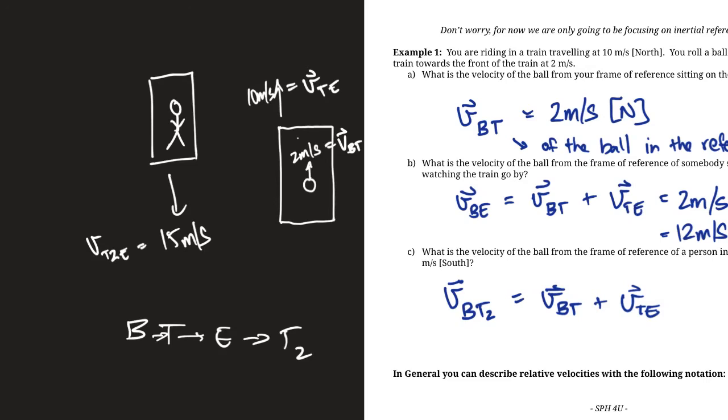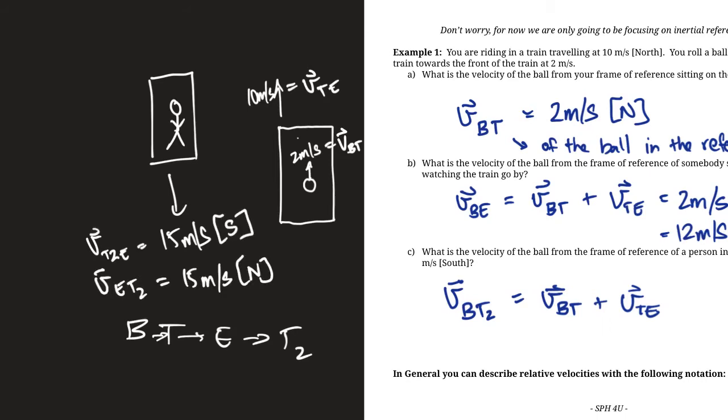Well, if the train is moving south, another way of thinking about that is you're stationary on the train and the Earth is moving north at 15 meters per second, right? So the way we can do it is we just reverse it. To find the velocity of Earth from the perspective of train 2, it's going to be 15 meters per second north, if this is 15 meters per second south.